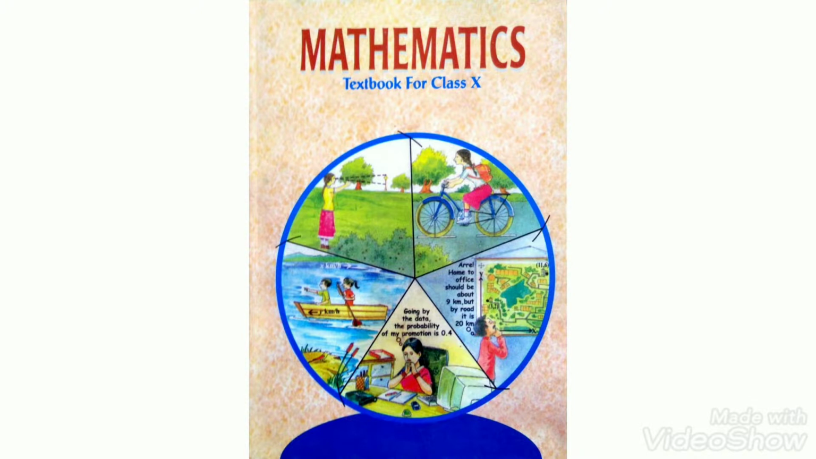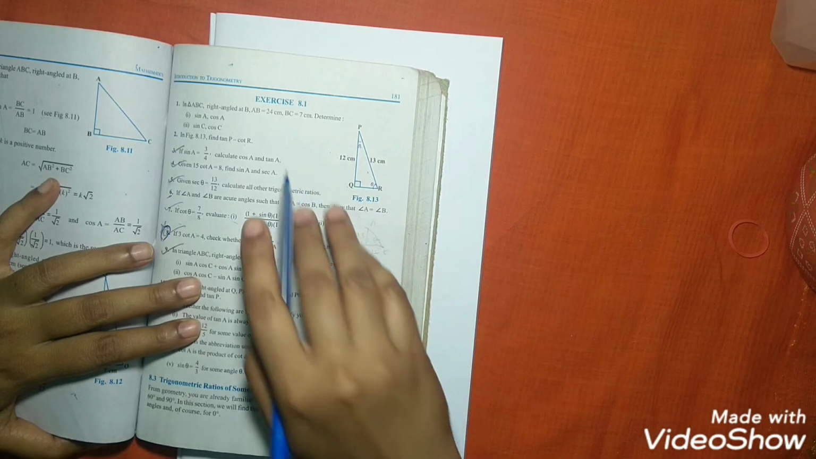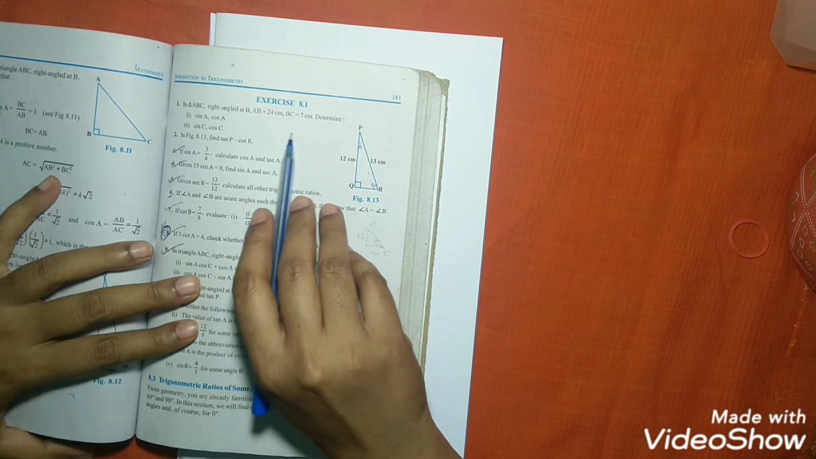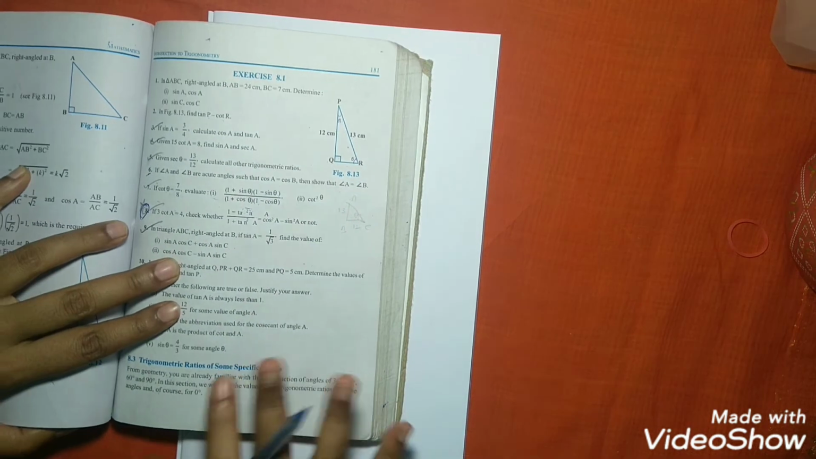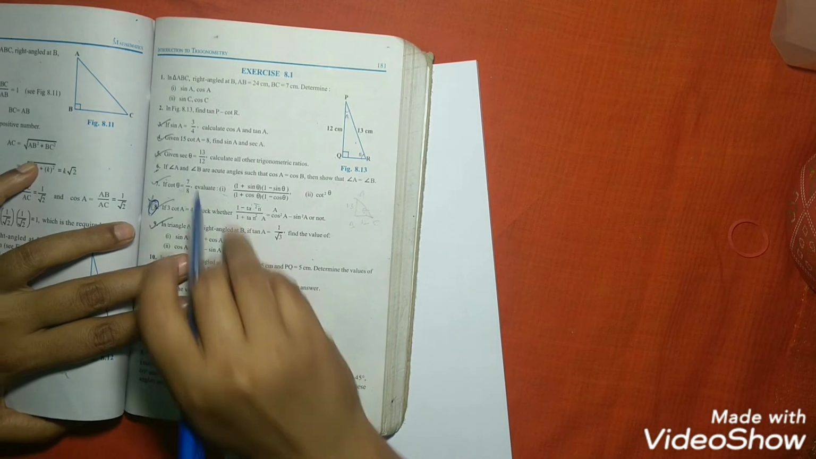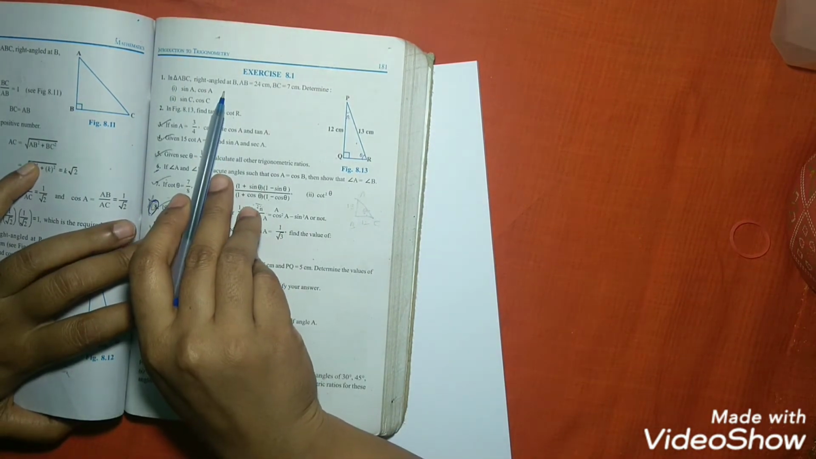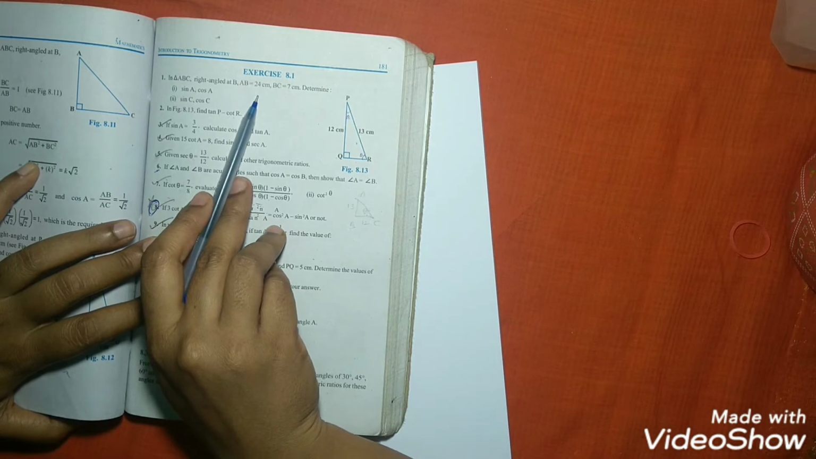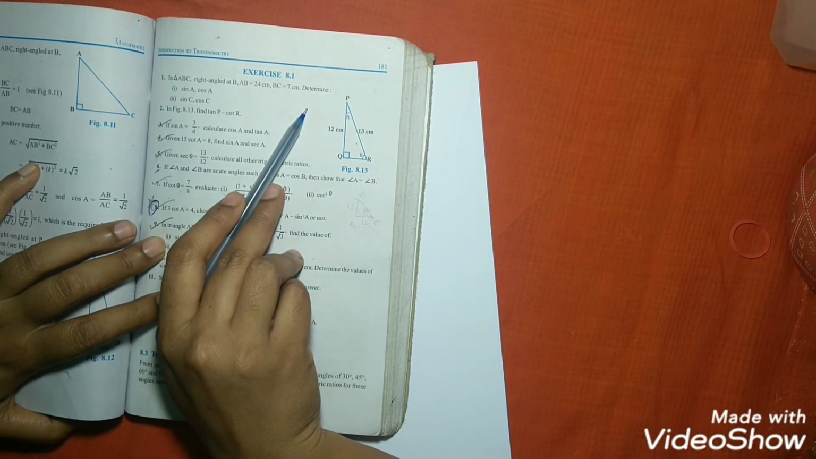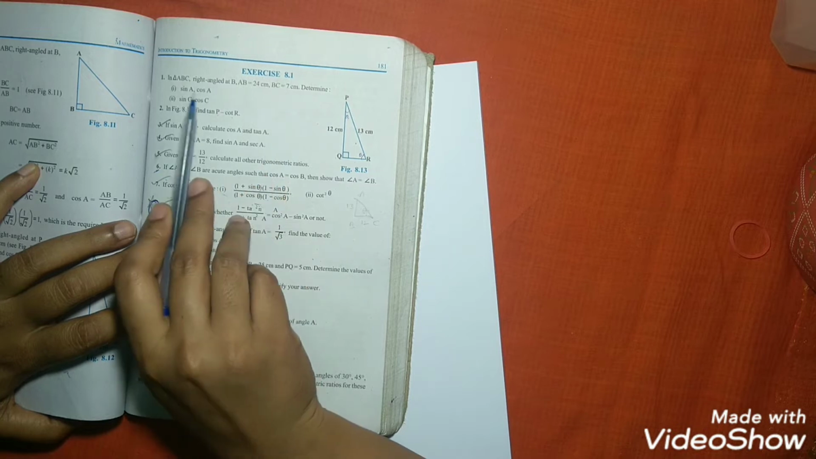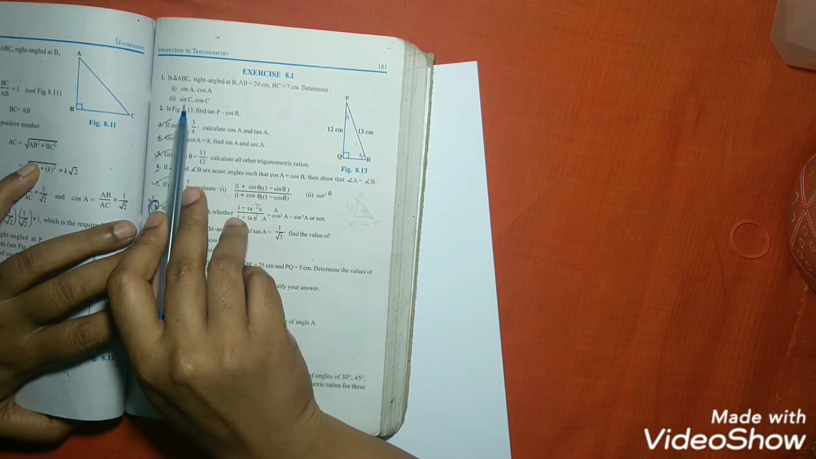I am going to solve the CBSE NCERT textbook for class 10 with a detailed explanation for all the chapters. Today we are going to solve trigonometry exercise 1. Exercise 8.1, question number 1 goes like this. In triangle ABC, right angle at B, AB is equal to 24 centimeter, BC is equal to 7 centimeter. Determine sin A, cos A, sin C, cos C.